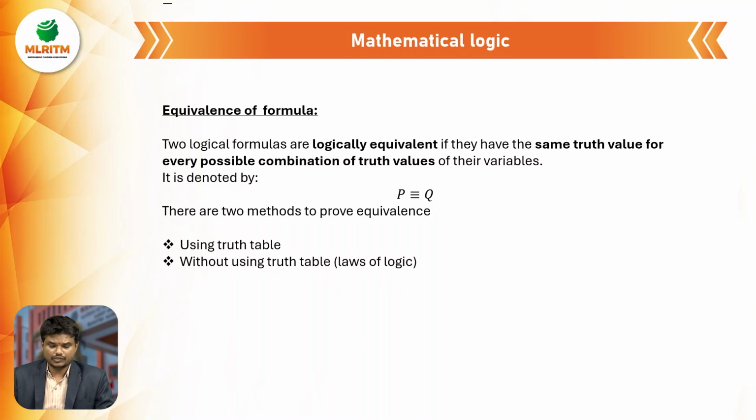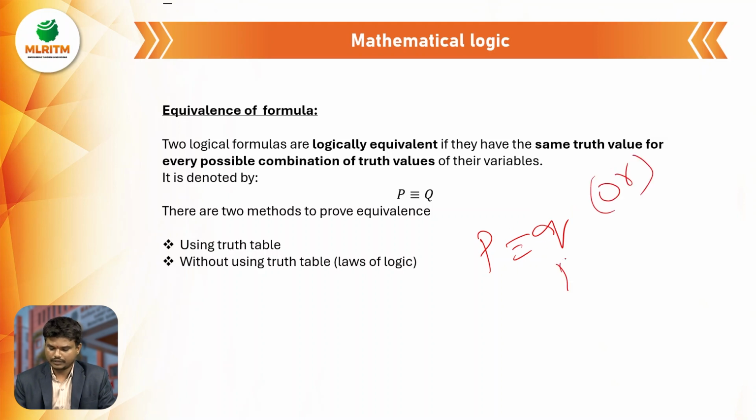The first topic is equivalence of formula. Then what is the equivalence of formula? Two logical formulas are logically equivalent if they have the same truth value for every possible combination of truth values of their variables. It is denoted by P equivalence Q. So there are two methods to prove equivalence.